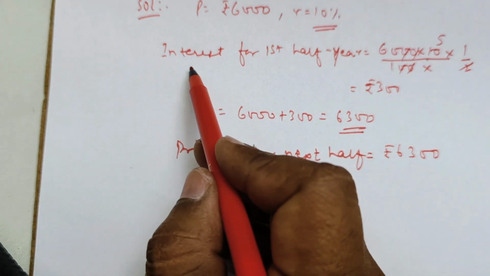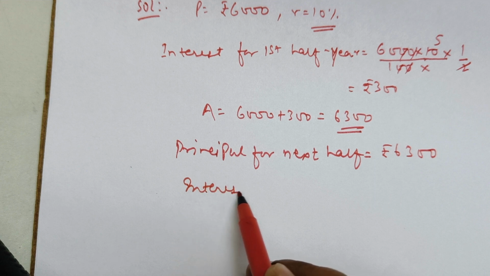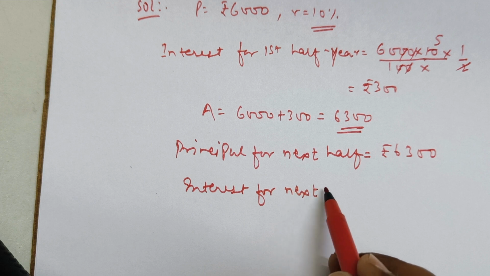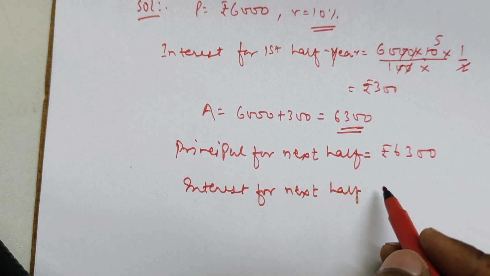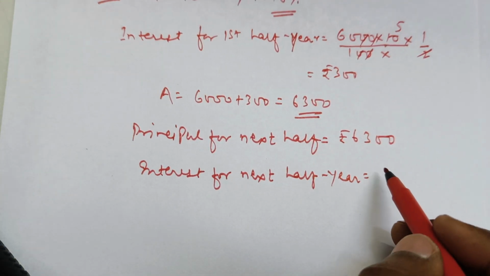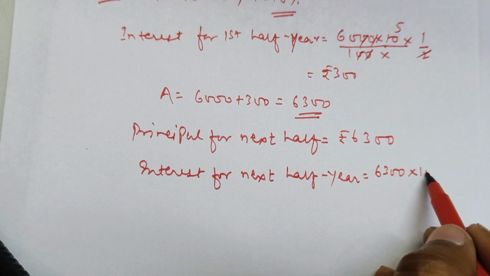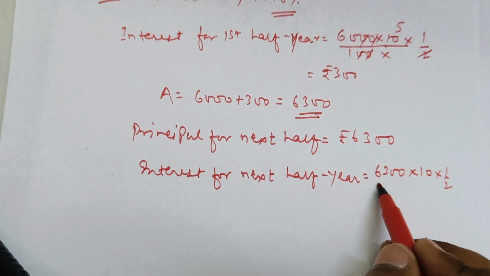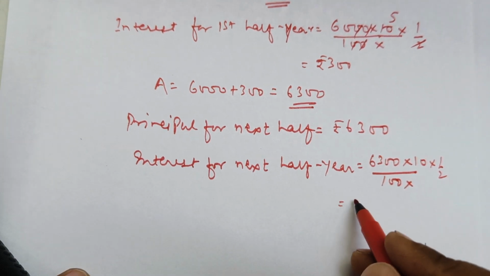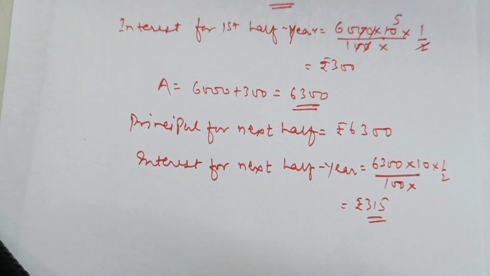Now, that was the interest for the first half year. Now we have to find the interest for the second half year, the next half. So we'll apply the same formula, PRT upon 100. The principal is 6,300, the rate is 10, and the time we're going to take as half, upon 100. After solving this, we are getting rupees 315. So this is the interest for the next half.